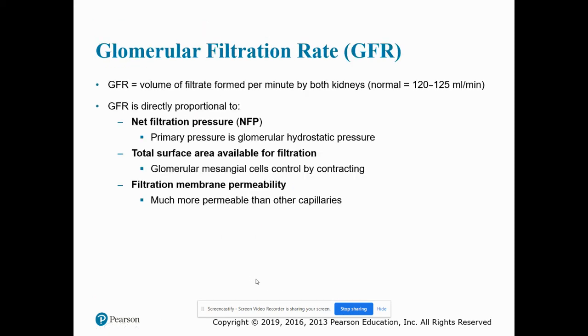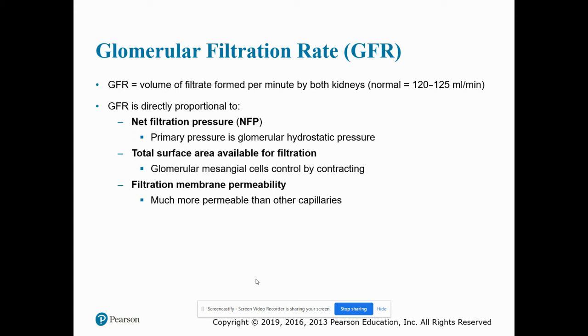So then we move on to talking about glomerular filtration rate. That was actually mentioned just a moment ago, 2 slides ago. Glomerular filtration rate is the volume of filtrate formed per minute by both kidneys. Normal is going to be about 120 to 125 mL per minute. It's going to be directly proportional to net filtration pressure.